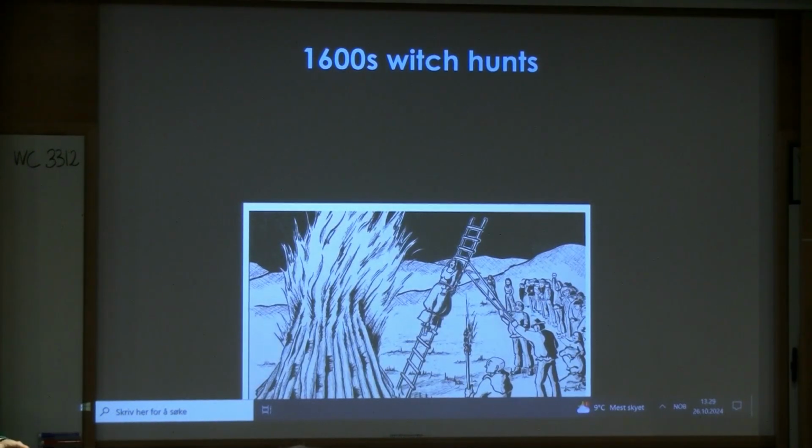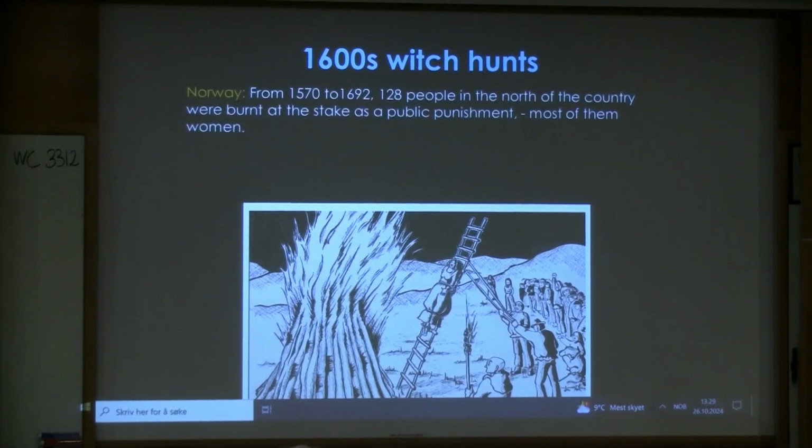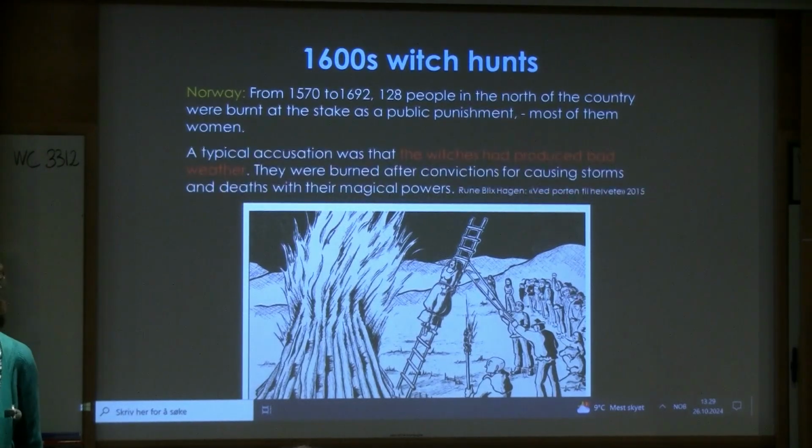And then what happened in Europe during the 1600s mostly? Well, you had the witch hunts. Maybe that was no accident either, it was not by chance. Just to take an example from Norway, 128 people in the north of the country were burnt at the stake as a public punishment, most of them women. But what were they accused of?